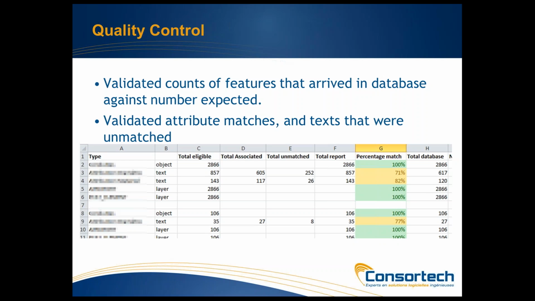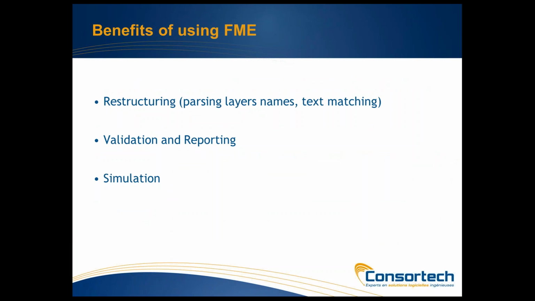But for the person who's going to make the corrections, we made a shapefile with the information that was missing, and as they pan through and add the information they need, they kind of eliminate the objects in the shapefile, so they're able to see where they've got to and see what they have left to clean up. So you really have to think about what that means for that. So the benefits of using FME for this: restructuring, validation reporting, and being able to simulate the conversion.